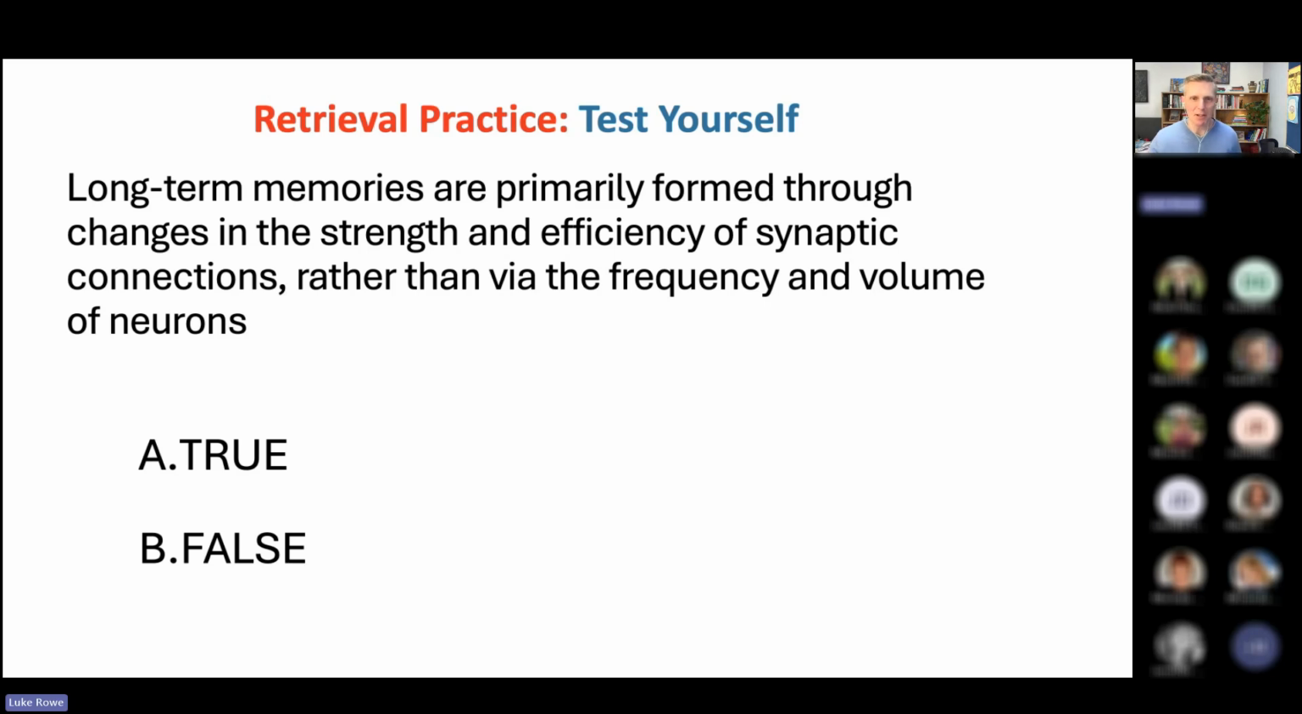I want to ask you this question. So now that we've done a little bit of brain function and functional anatomy, what do you think the answer to this is? Now, for those of you who are listening on the podcast, I'll read out the question here. It says, long-term memories are primarily formed through changes in the strength and efficiency of synaptic connections rather than via the frequency and volume of neurons. Is that true or false? And of course, it's true.